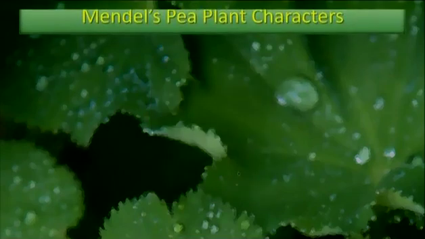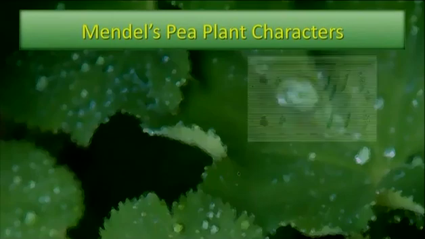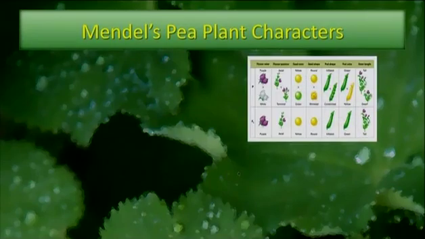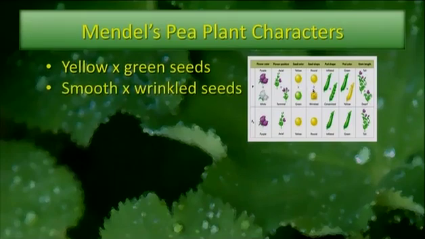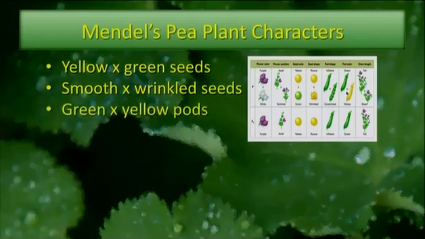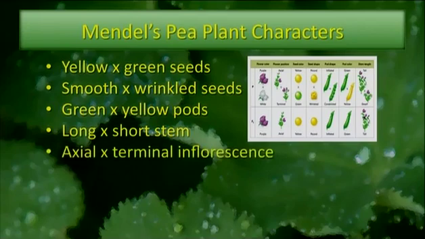Now Mendel actually studied the pea plants, and the characters are as follows. You had yellow seeds versus green seeds, with yellow seeds being dominant. You had smooth and wrinkled seeds, with smooth seeds being dominant. You had green and yellow pods, with the green pods being dominant. You had long and short stem, with the long stem, or tall, being dominant.